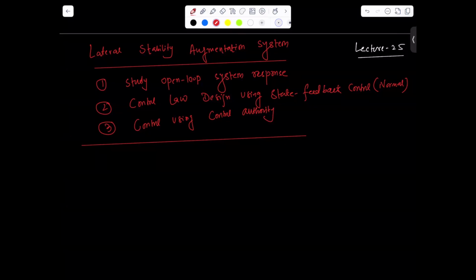This is a very important lecture. Here we are going to study the lateral stability augmentation system. First, we will start with the open loop system behavior, how the system is going to respond without any control. Then we will use the state feedback control concept, what you have done before. Then we'll have the control authority, how we can come up with the Z, what we have discussed in the last lecture, using the control authority concept, how we can come up with the closed loop system response for multi-input controls.